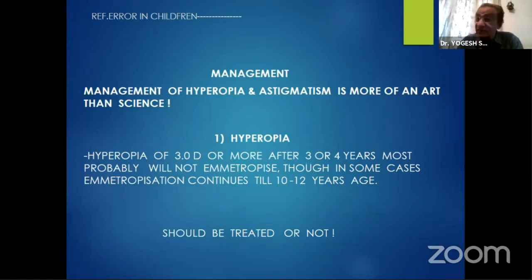Then a science. So you have to learn by experience. Hyperopia of 3 diopters or more after 3 or 4 years almost probably will not emmetropize, though in some cases emmetropization continues up to 10 or 12 years old. So should it be treated or not? Yes, it should be treated.